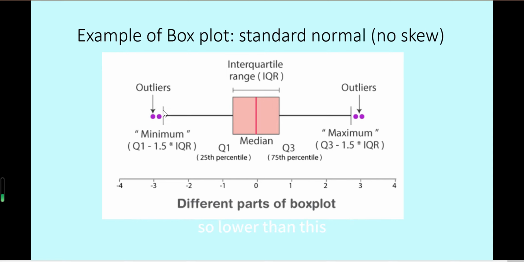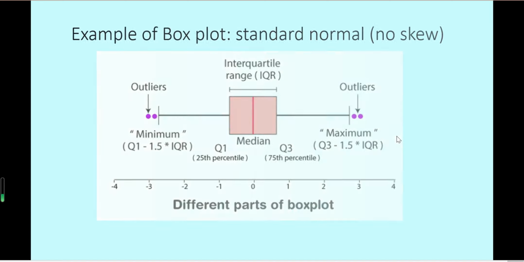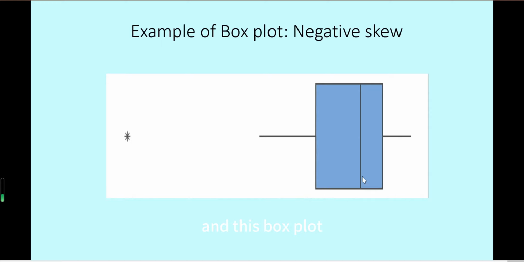So lower than this point and higher than this point, outside of the whisker, is regarded as the outliers from this random sample. And this box plot is not symmetric. This is called a negative skew because the lower part of the values has longer tails. So these are longer tails, a long range from the median to this minimum point, than from the median to the highest point, and this outlier.